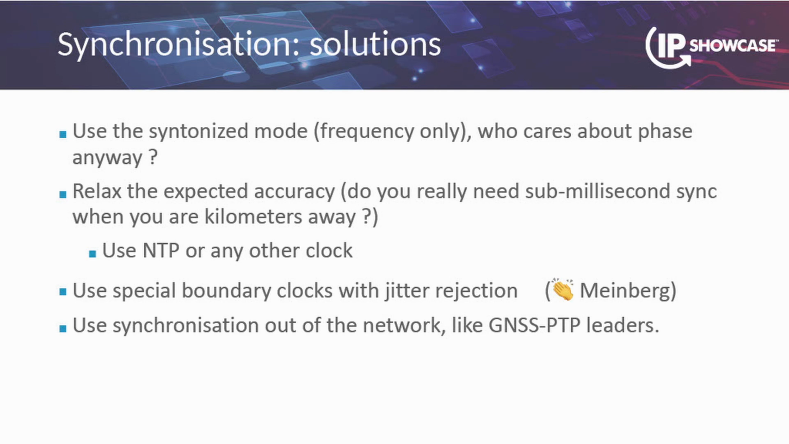For instance, instead of using PTP, you could use NTP. Okay, with NTP, you will be 1 or 2 milliseconds away between the nodes, but when you are kilometers apart, what is 1 or 2 milliseconds anyway? You can use special boundary clocks with jitter rejection, and kudos to Mindberg for that, because they did some presentations of implementation of that. And you can also use synchronization out of the network, so with the GNSS PTP leaders.